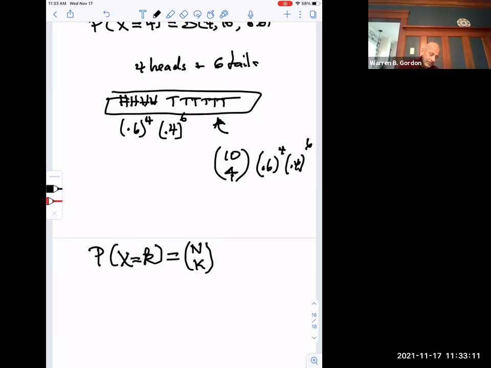remember, K is the number of successes, P to the K, and Q, remember Q is the complement, to the N minus K.